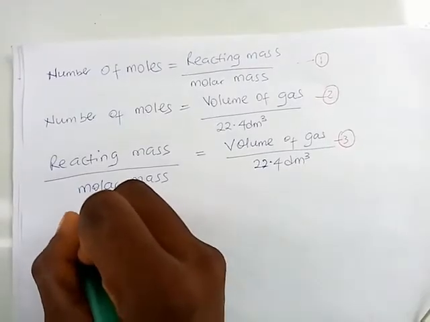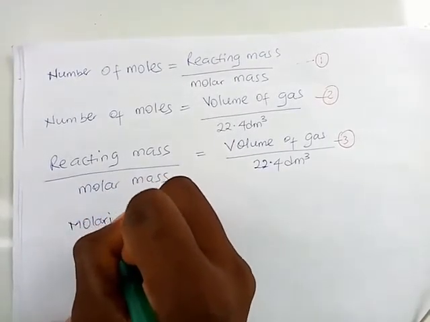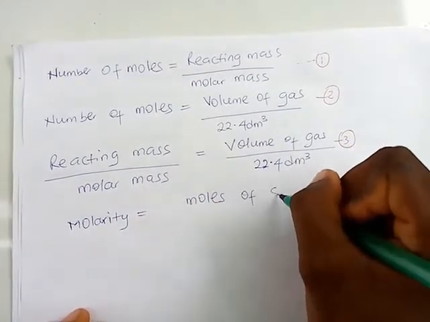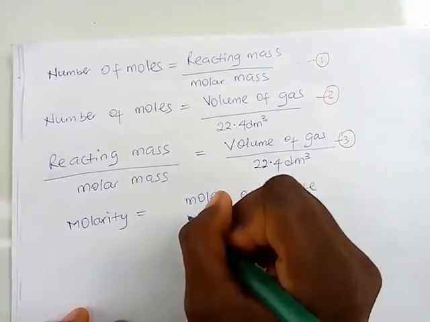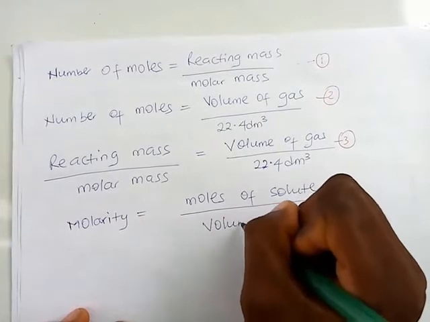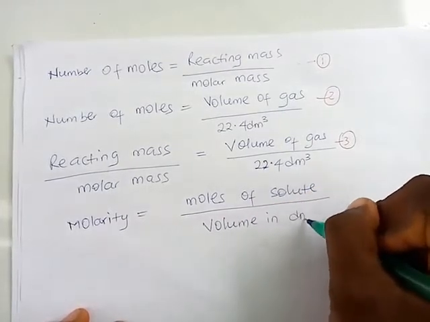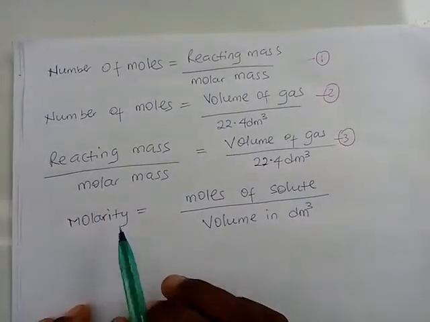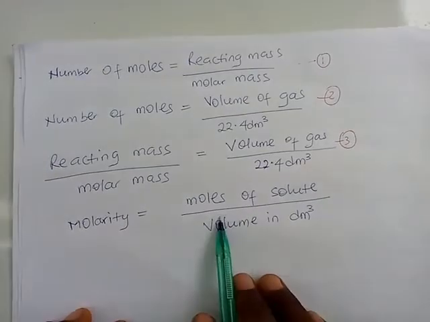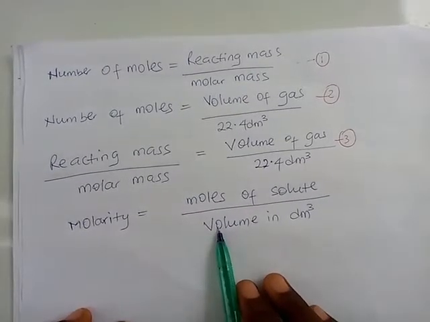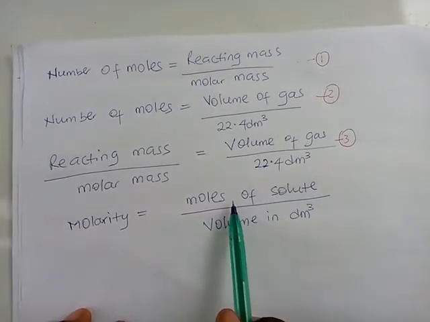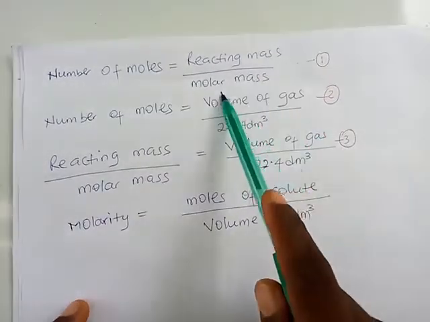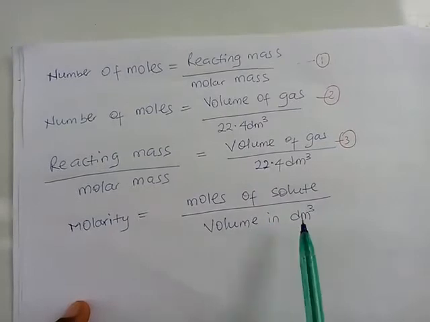So we have molarity. Molarity is equal to moles of solute over volume in dm cube. It's good you take note of this, volume in dm cube. So molarity itself is equal to moles of solute all over volume in dm cube. And already we know the number of moles is the reacting mass, or mass of the solute, over the molar mass. And then this is in dm cube.